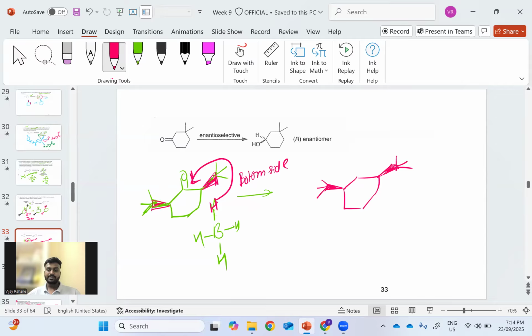So this tert-butyl group remains the same, and the hydroxy group will now be on the cis side. Why? Because the incoming hydride attacked from the bottom side. So this is the product we get as the major product. This type of reaction we call a stereoselective reduction reaction.